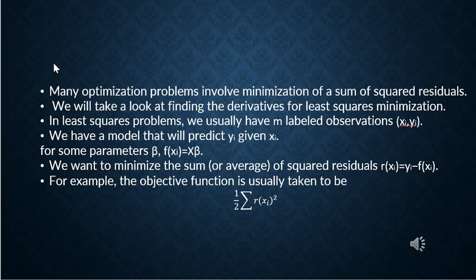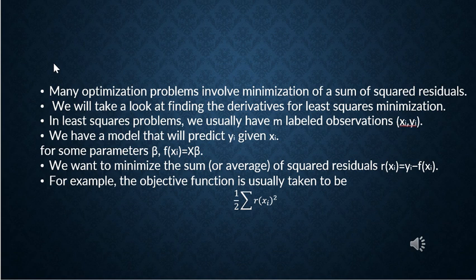Many optimization problems involve minimization of the sum of squared residuals. For example, if we plot the data points, the least squares method usually involves fitting the best line for the data points. Then there will be some distance between the line and these points, and this is called the residuals, and in order to minimize these residuals we undergo many optimization techniques.